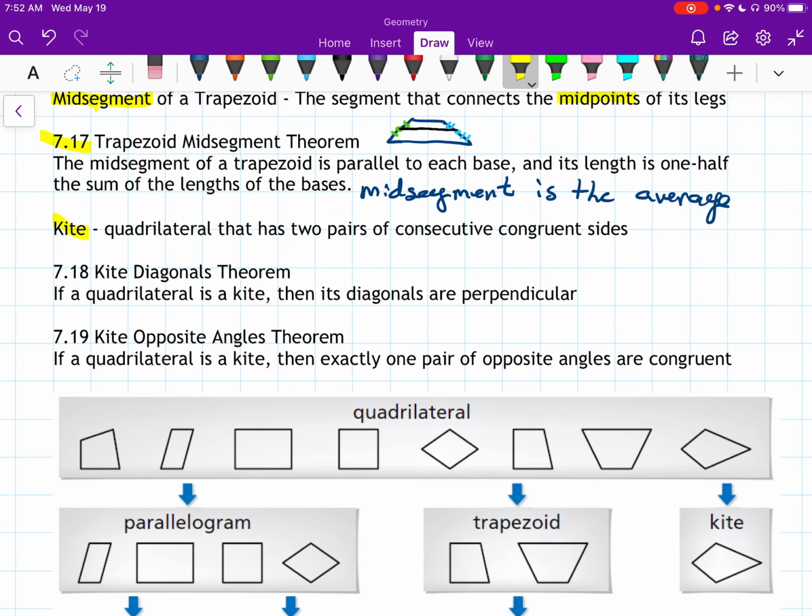7.18, kite diagonals theorem. If a quadrilateral is a kite, then its diagonals are perpendicular. That's pretty easy to see. 7.19, the kite opposite angles theorem. If a quadrilateral is a kite, then exactly one pair of opposite angles are congruent. And that should be relatively easy to understand as well.